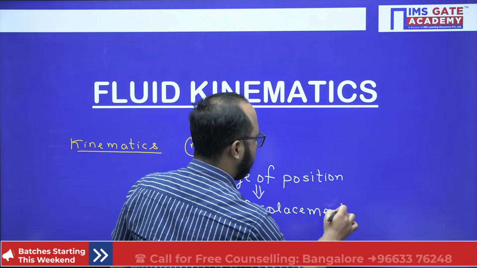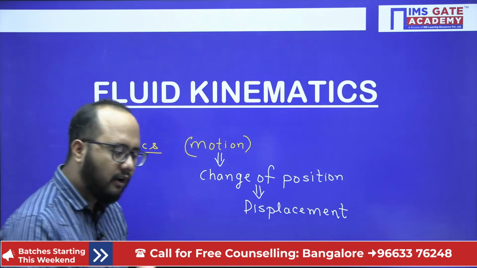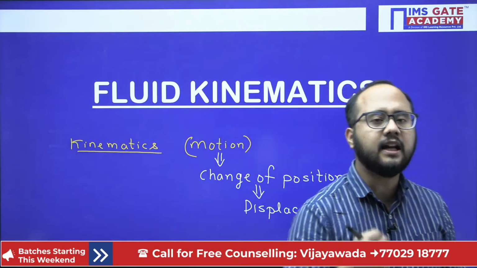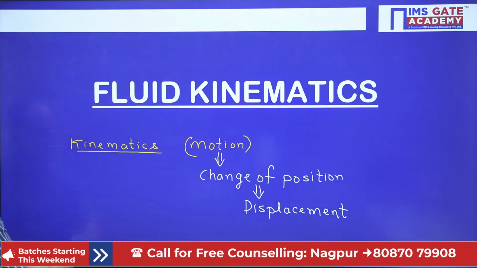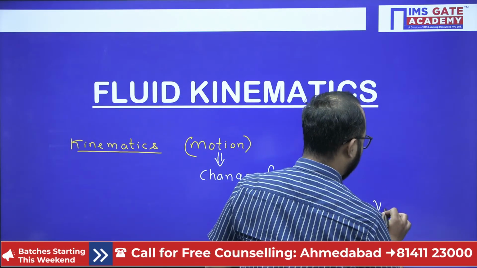You can expect the displacement. So from the displacement, I can get to know about the velocity. And from the velocity, I will get to know about the acceleration. So that's how the different parameters are linked. And from the displacement, I can get to know about velocity.